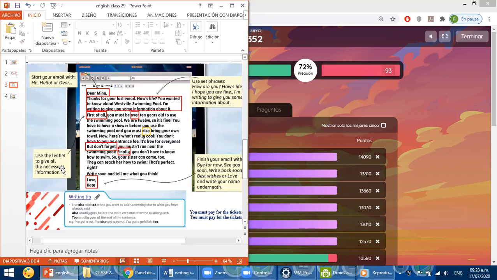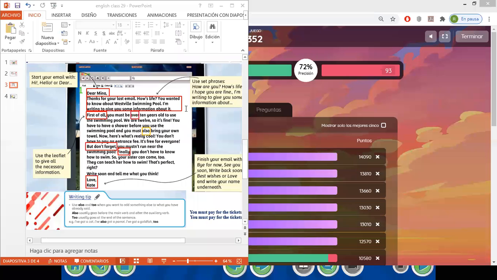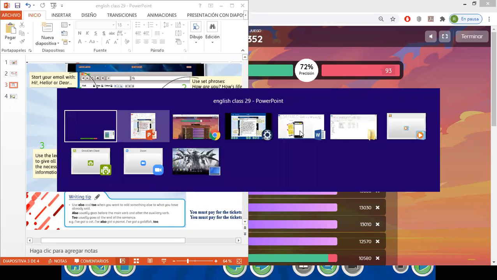Remember, first, number 1, say, dear Mina, say hello. Second, the introduction. In the introduction is the invitation. Number 3, continue, mention the rules. In here, you use the connectors, please. And when you finish, say goodbye. Okay? Now we are going to continue with our composition, okay?